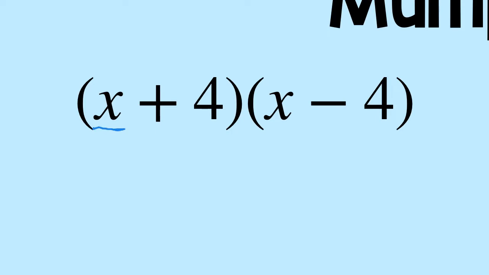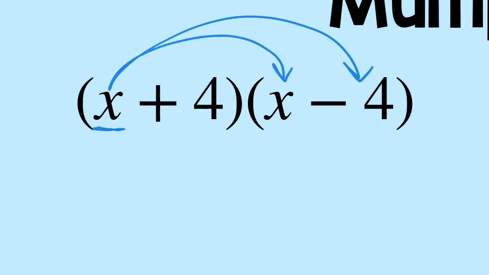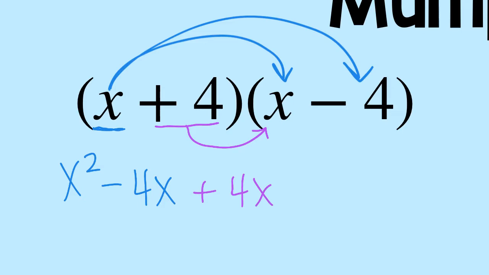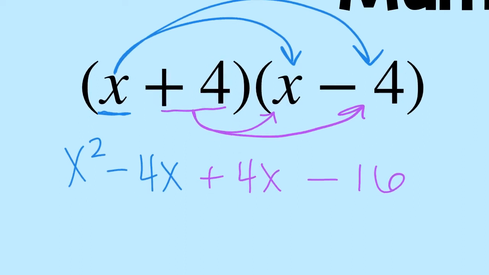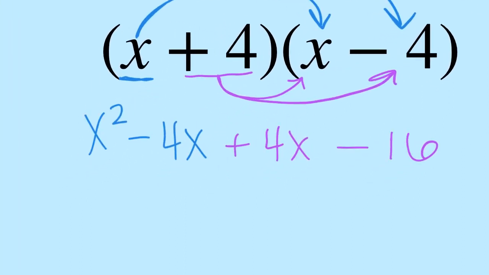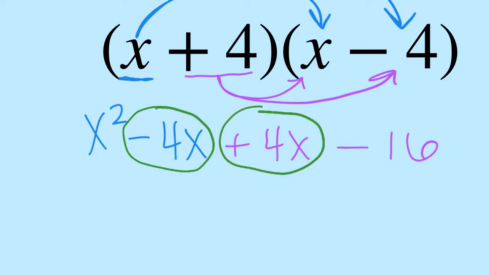So we start with the first term, and we distribute it to both terms over here. So that would become x squared minus 4x. And then we do the same thing with this second term here. So we distribute the 4, so that would be positive 4x. And then we distribute it over here. That would equal negative 16 when you multiply. And then normally we would combine like terms. But if you notice, we have negative 4x and positive 4x. So what's going to happen when we combine those? Well, that would just equal 0.